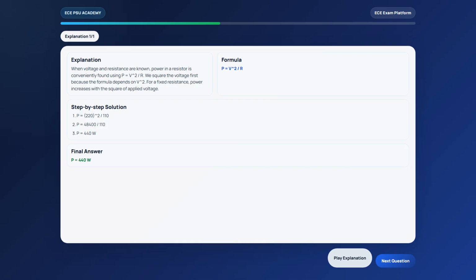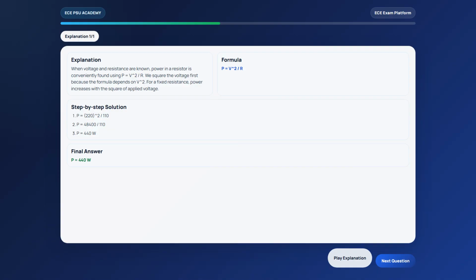When voltage and resistance are known, power in a resistor is conveniently found using P equals V²/R. We square the voltage first because the formula depends on V². For a fixed resistance, power increases with the square of applied voltage. Power P equals voltage V squared divided by resistance R.